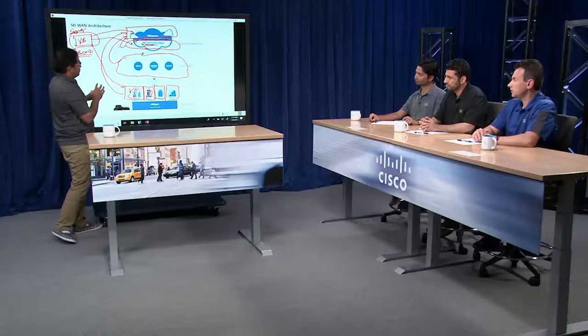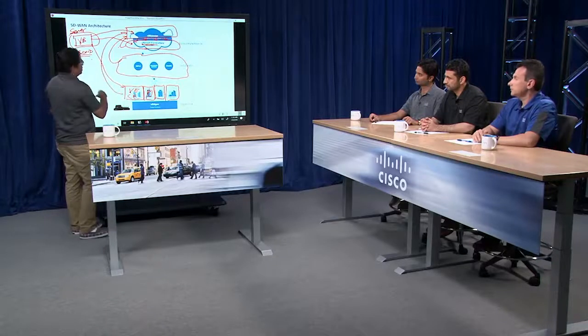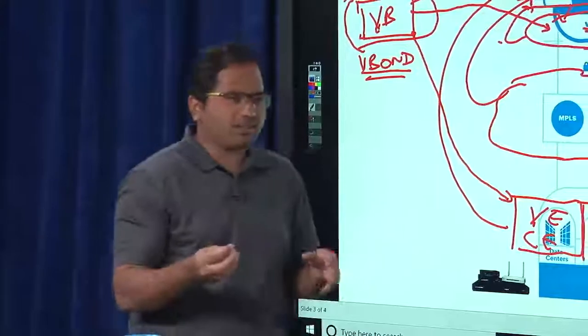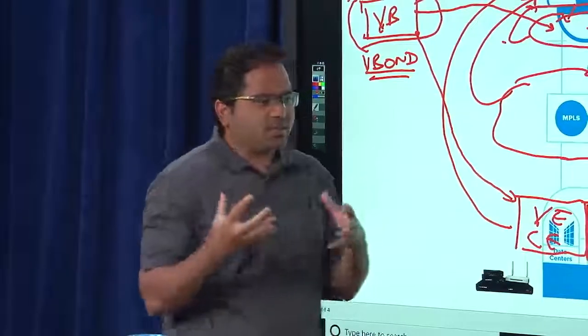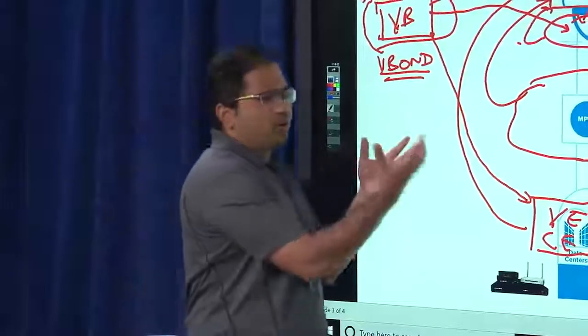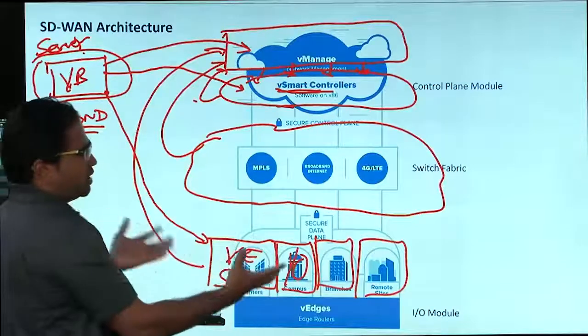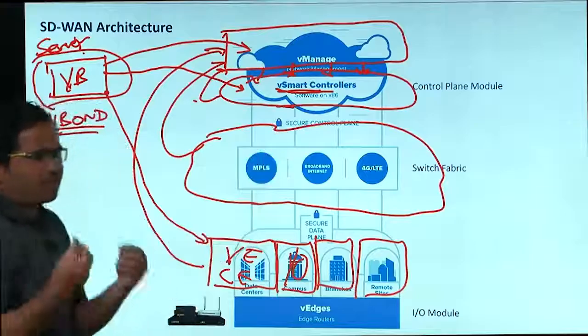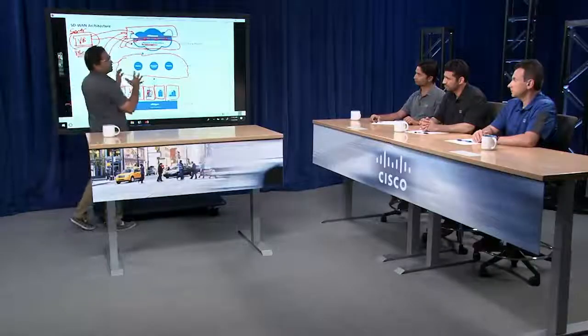So we'll go ahead with what the vBond does. We call it the orchestrator. So you'll always hear this term vBond as an orchestrator. The edges are called edges. The controllers are called vSmart. The NMS is the vManage.